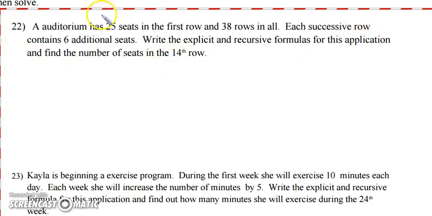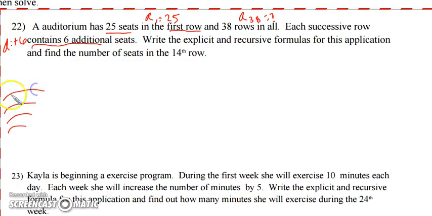Okay. So what we're looking at, we're talking about sequences. Anytime you see first row, 25 seats, you can start thinking that that's probably A1, your first term. Now 38 rows in all, that means there's an A38. We don't know how many there is, but we may or may not have to find that. Each successive row contains 6 additional seats, so that means the difference is plus 6 each time. So 6 seats are being added every time, so it gets bigger and bigger and bigger.